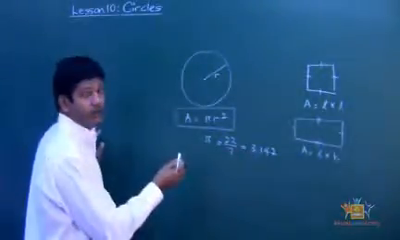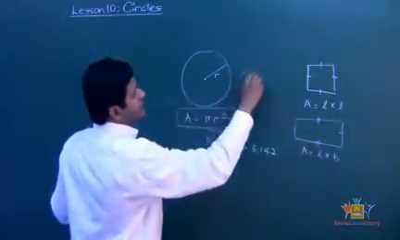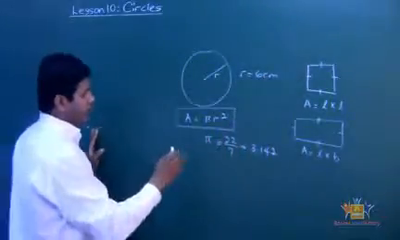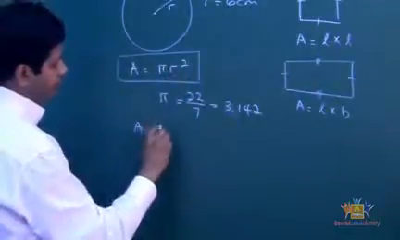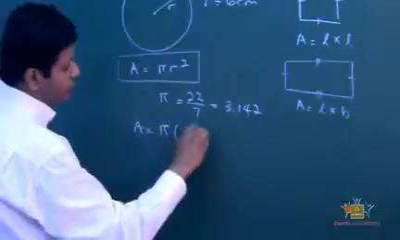Let's say for example, I told you the radius of a circle is 6 centimeters, and you need to find the area. So what do you do? Area equals pi r squared. So pi, and what's r? r is 6 centimeters. Now squared.